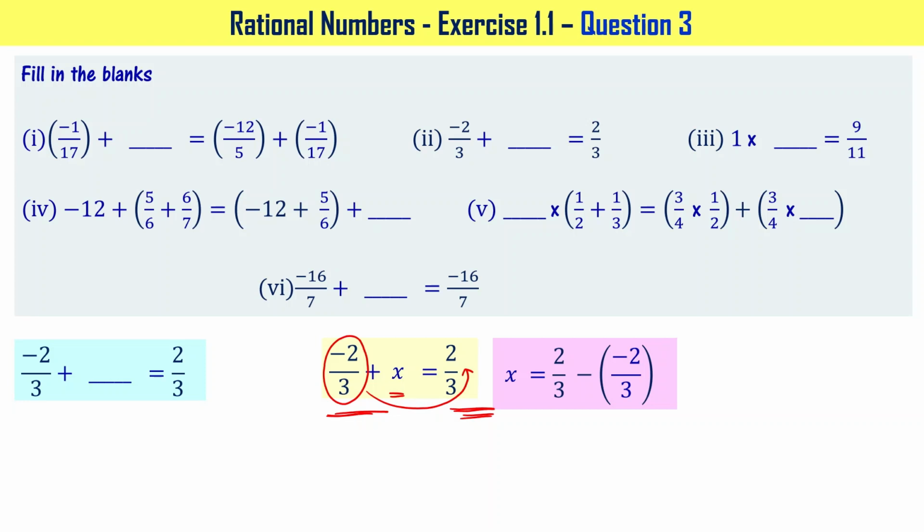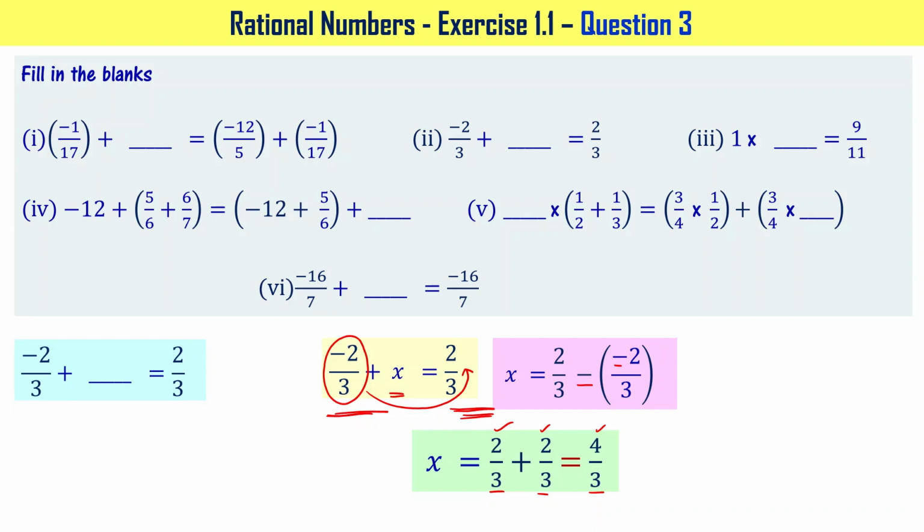Now this is minus sign and this is minus sign. When you multiply minus and minus, what you get is plus, right? So x equal to 2 by 3 plus 2 by 3, that is equal to 4 by 3. Since denominators are same, 3 and 3, we can write the common denominator as the denominator and add the numerators, so that 2 plus 2 becomes 4. So x is equal to 4 by 3.